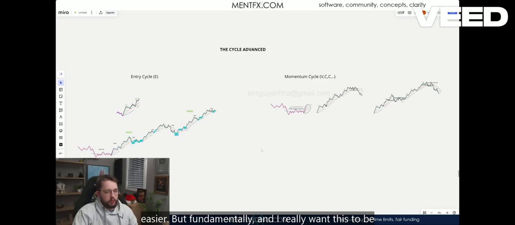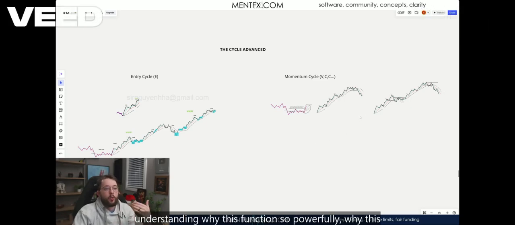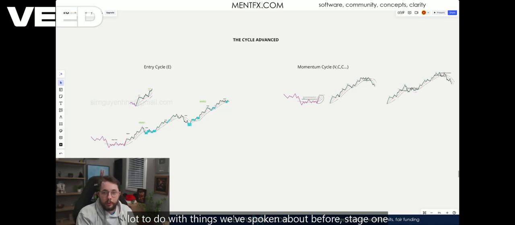But fundamentally, and I really want this to be understood before we continue, every single trade that I personally take is based on exactly this, right? It's not additional guesswork. It's not insane concepts that you have to get on the deepest of levels. Yes, we worked our way up to understanding why this functions so powerfully, why this within the entry cycle functions so powerfully. And this has a lot to do with things we've spoken about before, stage 1 and 2, and the general delivery of price, demand validation, how demand is created, how demand comes into the market, how sellers get taken out for new demand to come in, for accumulation to happen, right?